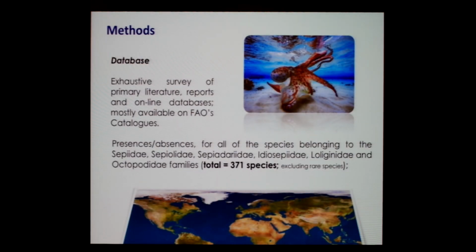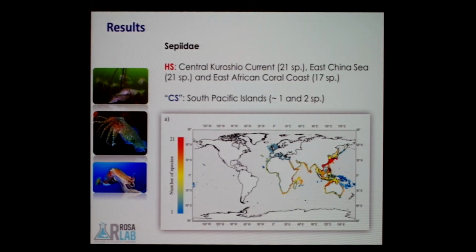So we compiled a database with 371 species. We excluded the rare species, of course. And we used all the catalogs available, and it was very hard to combine everything, but we did it. So let's start with the cuttlefish.